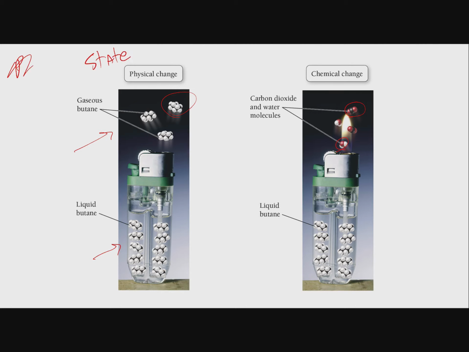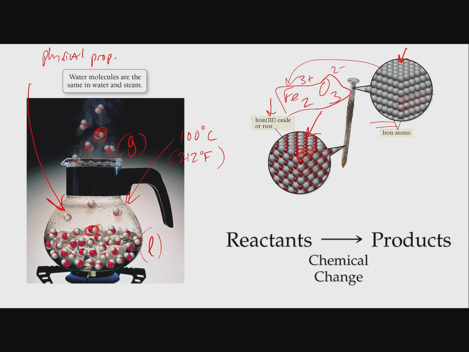State changes. So that means liquid to solid, solid to liquid, liquid to gas, right? Gas to liquid. These would all be state changes, and these are always physical changes. Copper also rusts, turns green like Statue of Liberty when it rusts.